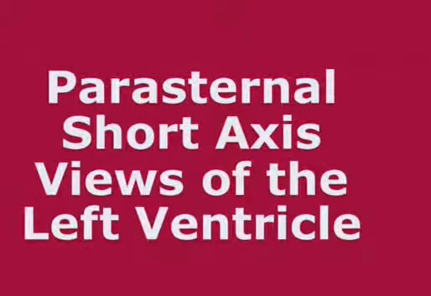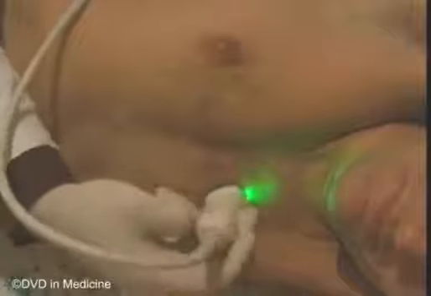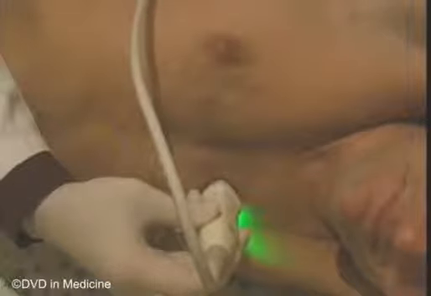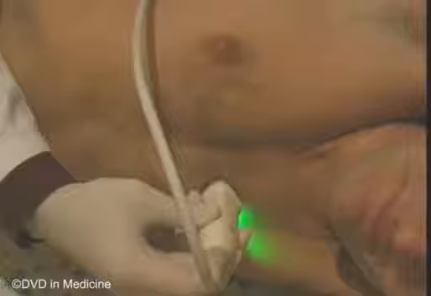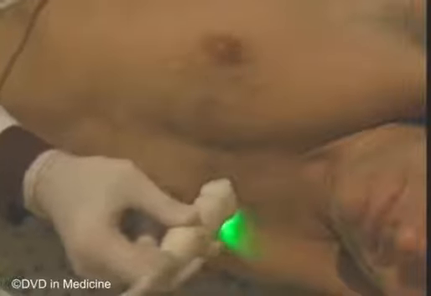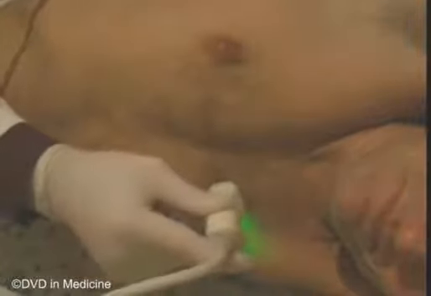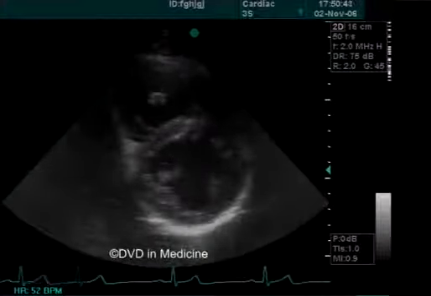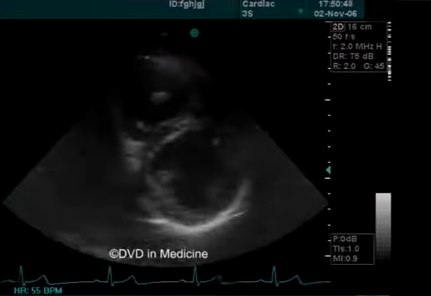Parasternal short axis views of the left ventricle. After one has obtained the parasternal long axis view of the left ventricle, one can rotate the transducer clockwise until the scanning plane is perpendicular to the long axis of the heart. After this step, one can sweep the transducer so that one is trying to look under the suprasternal notch, or one can sweep downwards in the direction of the apex. In this way, one can obtain many cross-sectional images of the left ventricle.